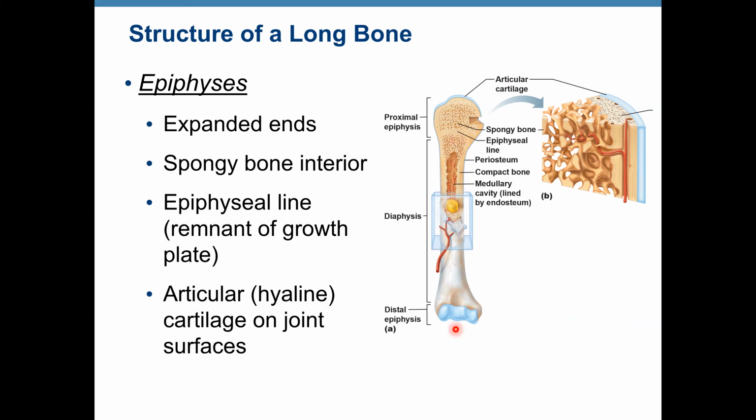And what covers the epiphysis is articular or hyaline cartilage, and this is where joints are formed. So those bones form joints with another bone, allowing us to move parts of our body.